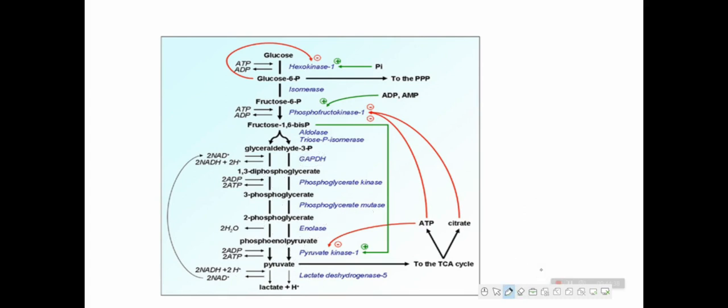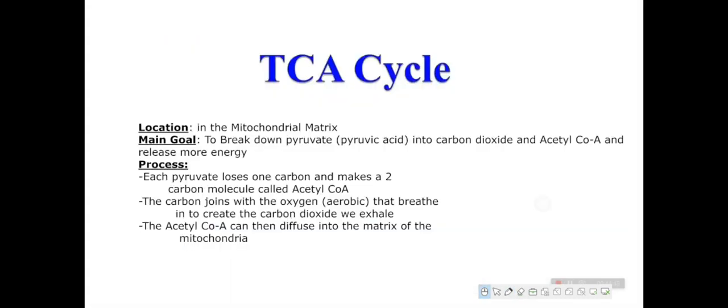This is all about the process of glycolysis. Now we come to the TCA cycle. What is the TCA cycle? TCA is the tricarboxylic acid cycle. It is located in the mitochondrial matrix in eukaryotes. In prokaryotes, it is located in the cytoplasm.